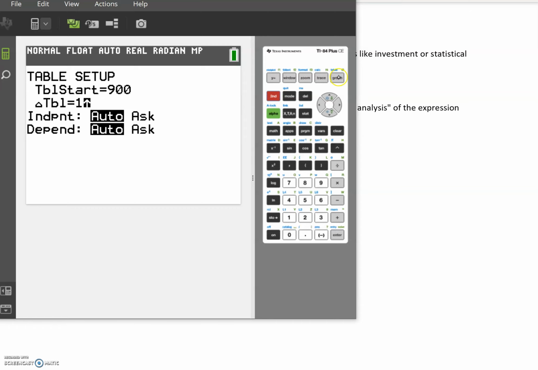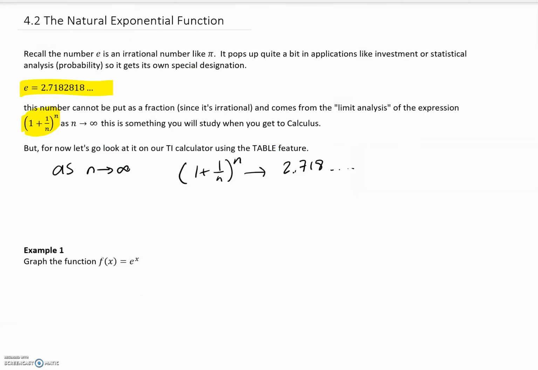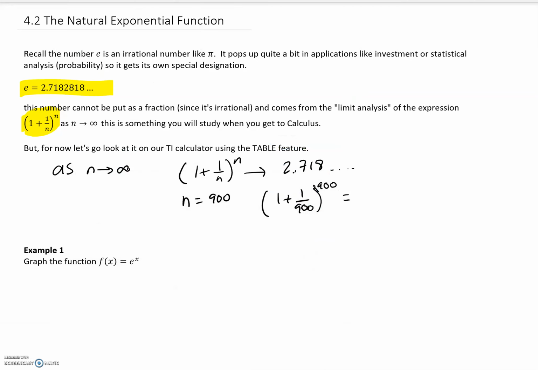Then I go back to second graph, and now notice my table starts at 900, and when x is 900, I get something close to 2.71. Now let's go back to what I said. I said this approaches the number e. Right now, if n is 900, based on our table, and I put 900 in there, that's what my calculator has done. If you punch that in, you'll see that that's going to be 2.7168.